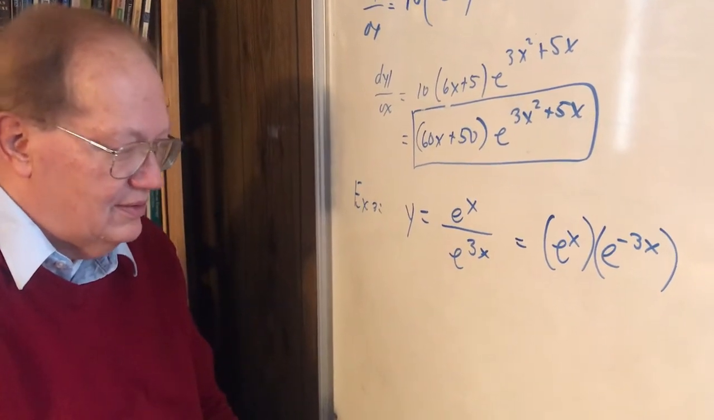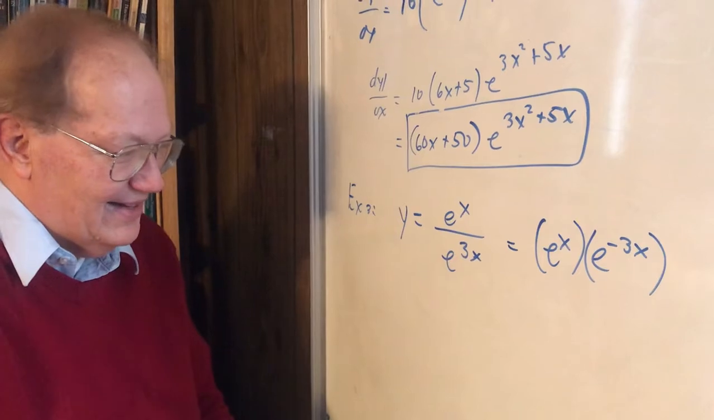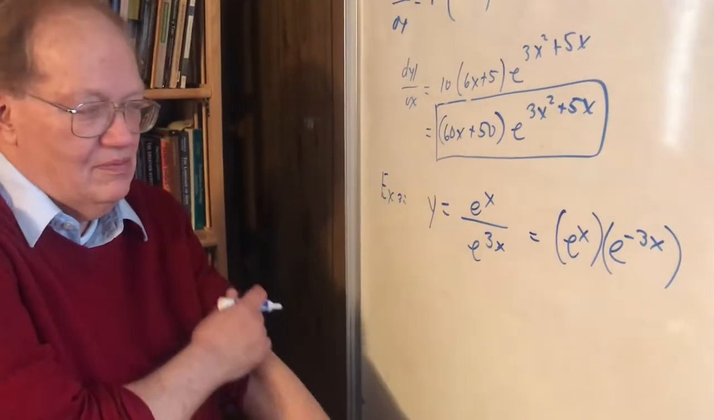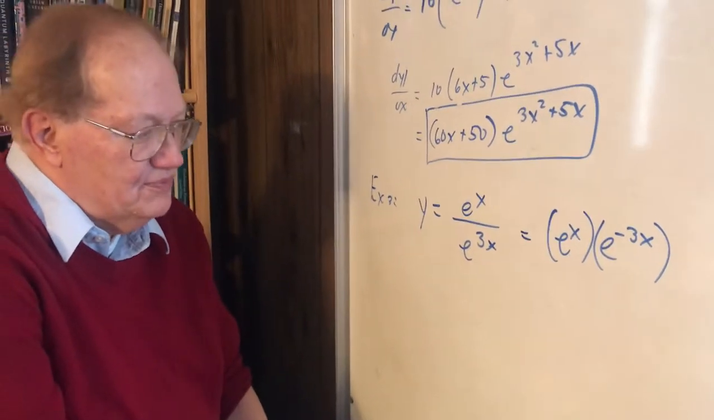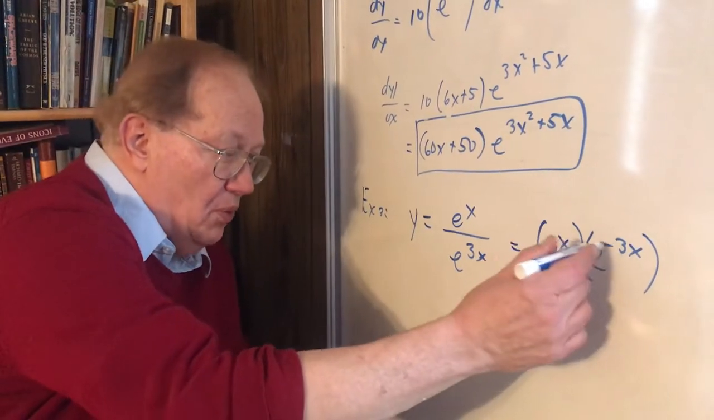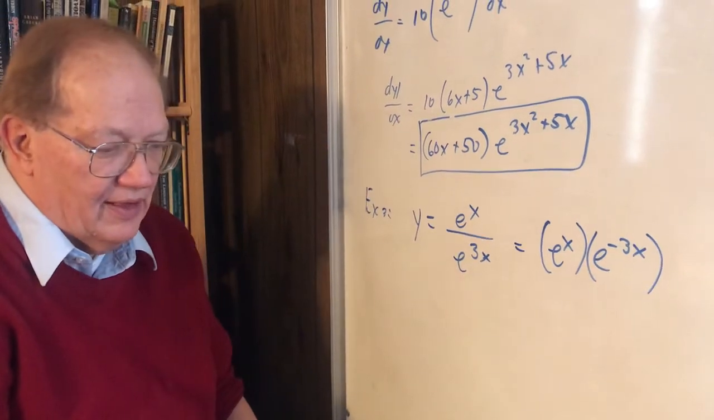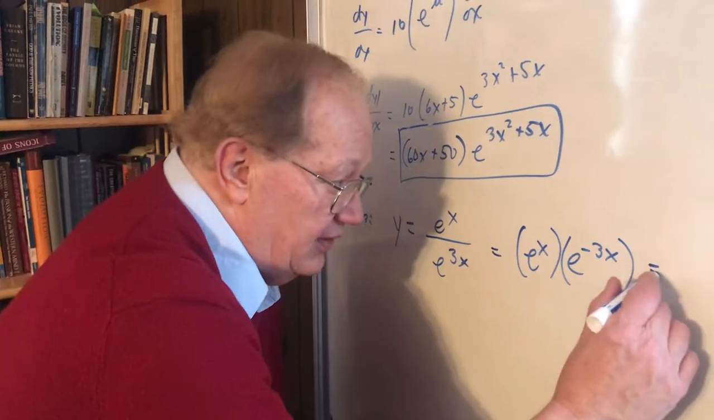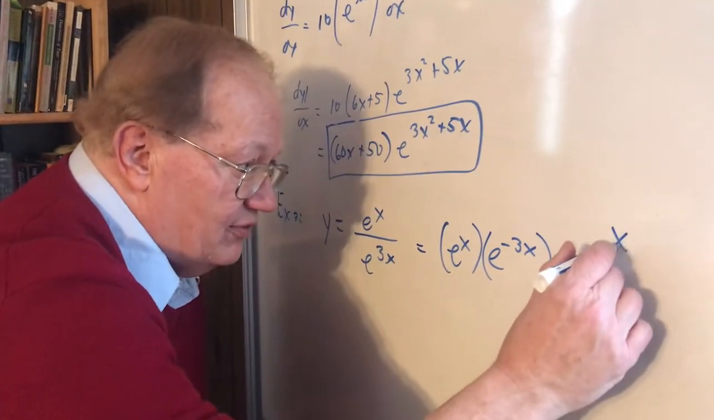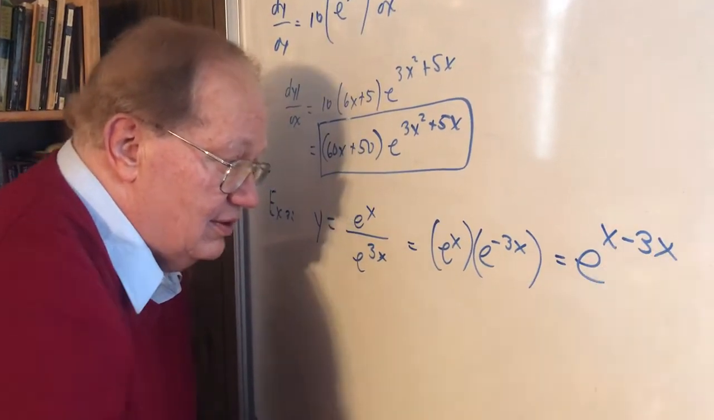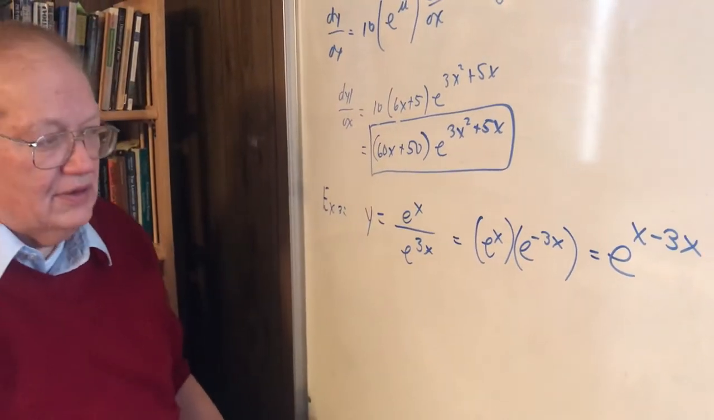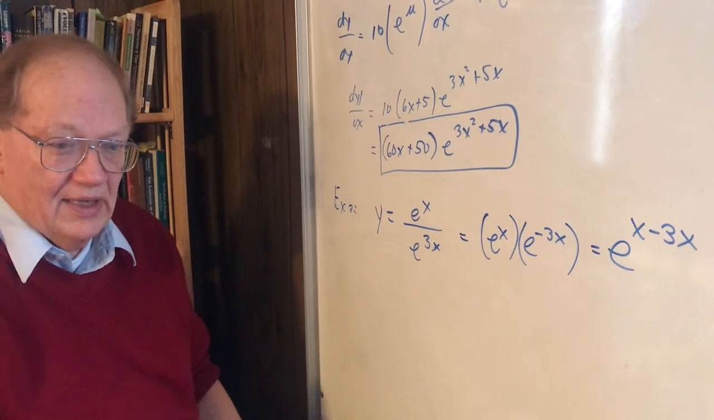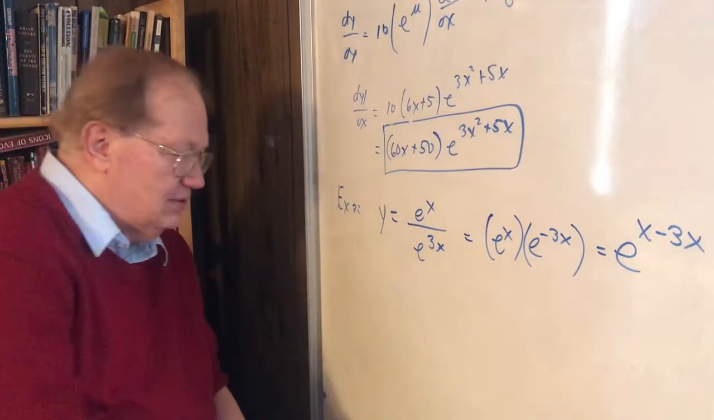Okay, now, do I have to use the product rule? Well, what happens when I multiply two exponents like this? I usually add them, right? So I can say this is e to the x minus 3x. So what do I have now? I don't have a product rule. I don't have a quotient rule. I have a straight power rule.